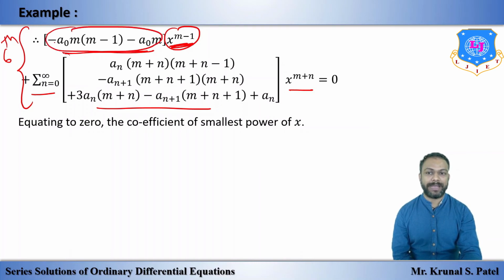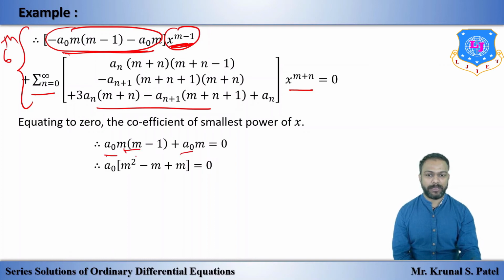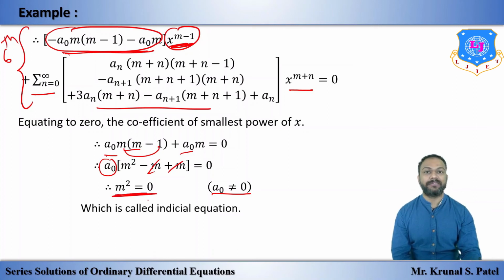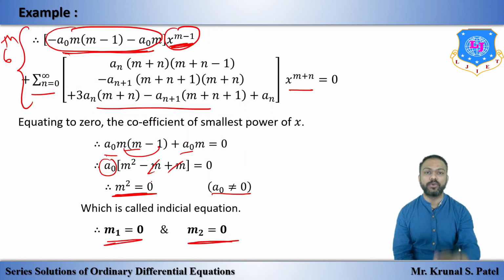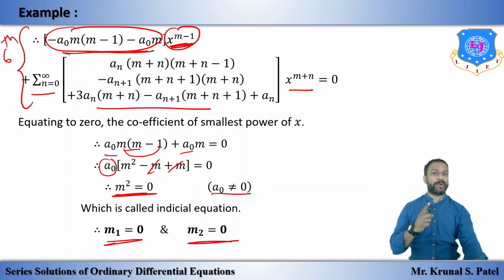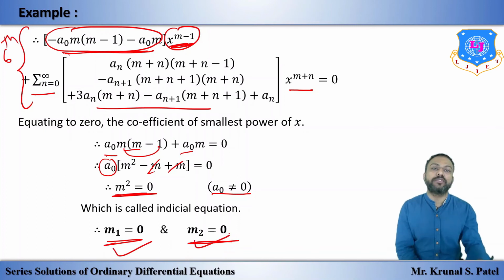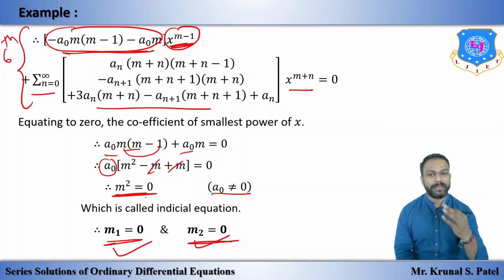And so we can take minus a0 common. Minus is equal to 0, that means it is plus. Now we'll take a0 common, so we have m square plus m minus m, plus m cancel out, so we have m square is equal to 0, because a0 cannot be 0, otherwise the entire solution becomes 0. So this is our indicial equation, and we'll solve this, and we have two roots m1 and m2, both are 0, because m square is equal to 0, that means m is equal to 0, 0 two times, because it is a quadratic equation and we must have two roots. Okay, so these two roots are equal, so we can say that this is the example of case 2. From here we can decide which case is applicable.